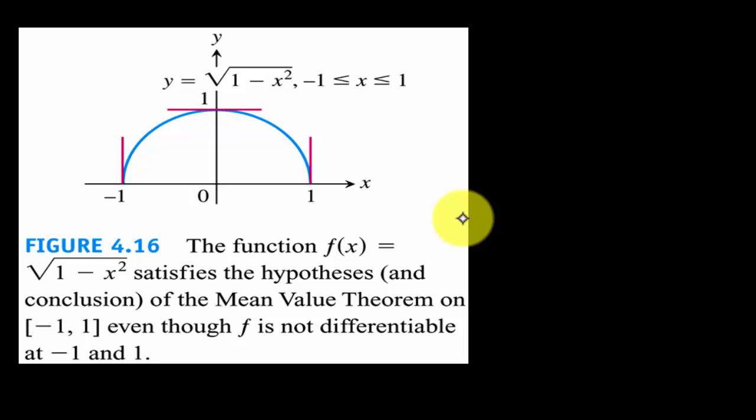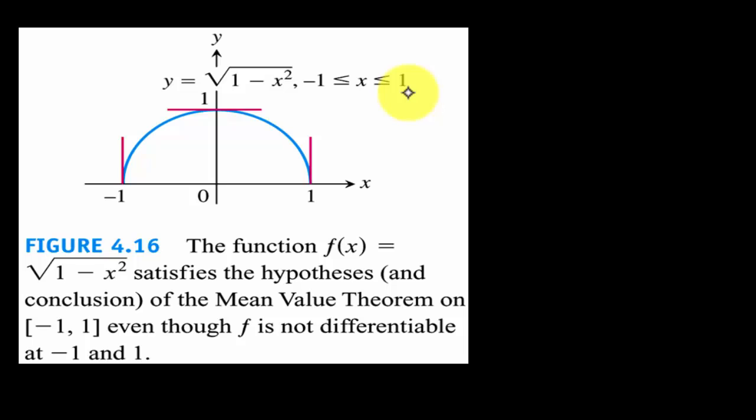All right, here is an example that satisfies the hypotheses of the mean value theorem. In fact, it's actually Rolle's theorem because it just so happened that they have the same values at the endpoints. But let's see why it satisfies. Well, you have a continuous function. It's a semicircle, not proportional right now, but it is a semicircle centered at 0, 0 and radius 1. And we have a continuous function on a closed interval.